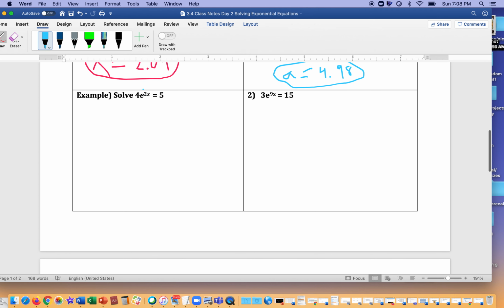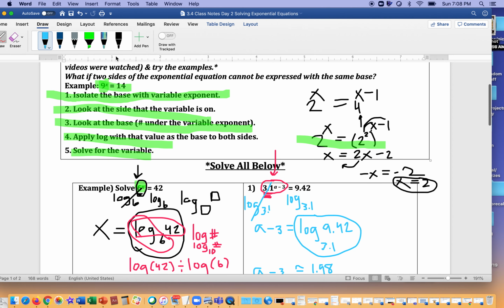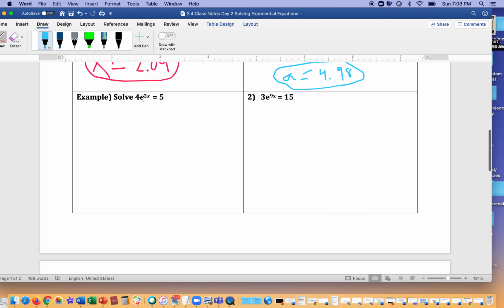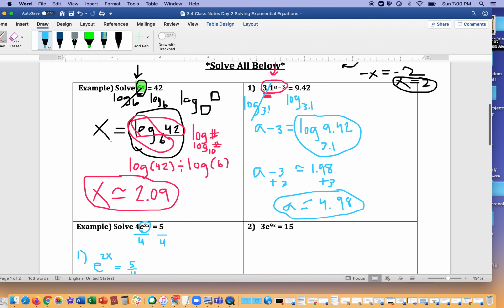Okay, so for this next one, step 1 says isolate the base. So this base e, it's e to the 2x, that's what we want to isolate. Think of it as 4 times this blue blob, right? So you want to divide both sides by 4 first. That's step 1, isolate the base. So now we have e raised to the 2x is equal to 5 over 4.